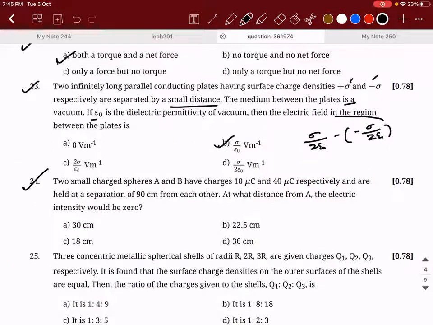24th. See, this is the same concept used in something else also. The derivation of capacitance of the parallel plate capacitor. Correct? So two small spheres A and B have charges 10 microcoulomb and 40 microcoulomb respectively and are held at a separation of 90 centimeters from each other. At what distance from A the electric intensity would be 0? So what is the answer?